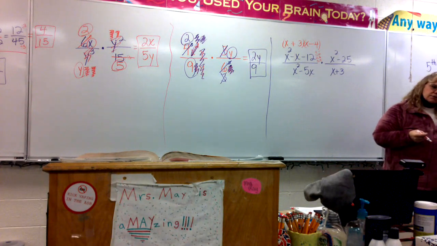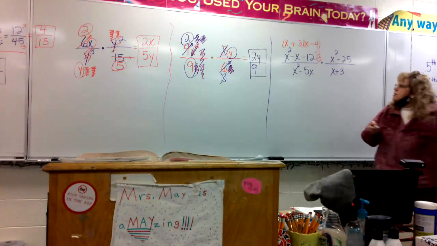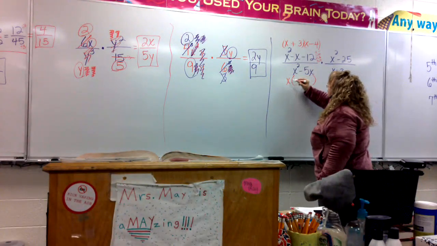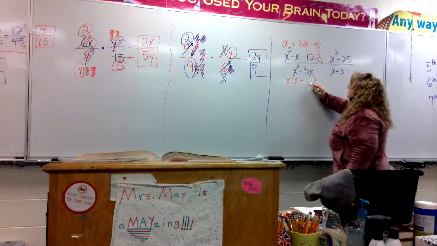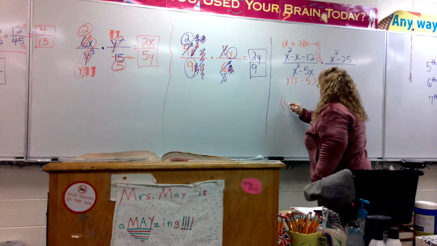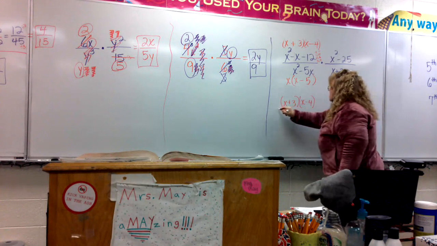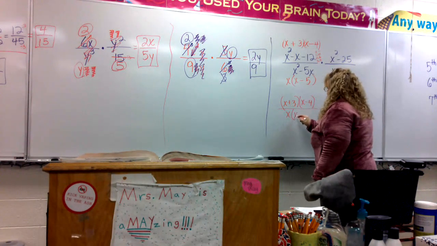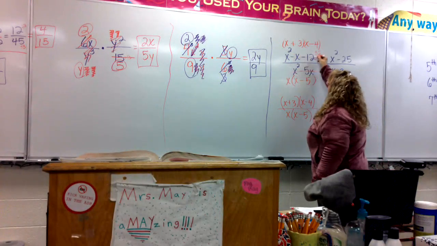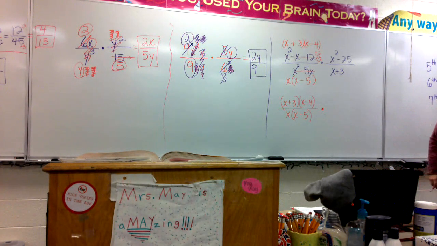What about down there? X in common, very good. They have an x in common, take it out. And then what's left? I had an x squared, I took 1 out, so 1 left. What's left here? 5. So really, I want to rewrite this. I have x plus 3, x minus 4, over x and x minus 5. I factored this, I factored this. So that's what it factors into. So far, so good?